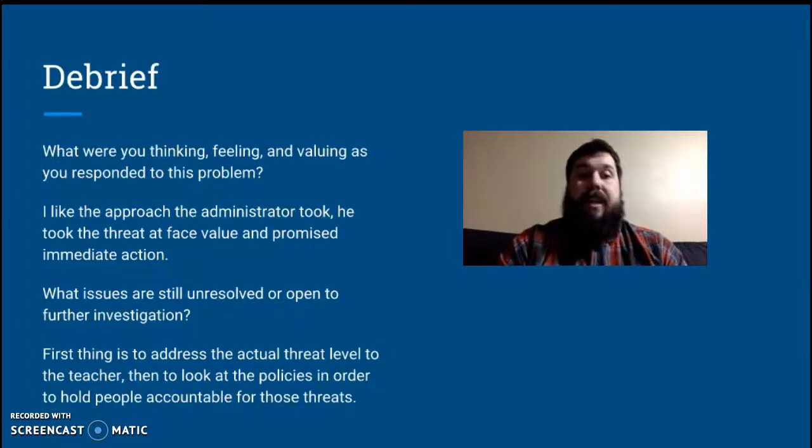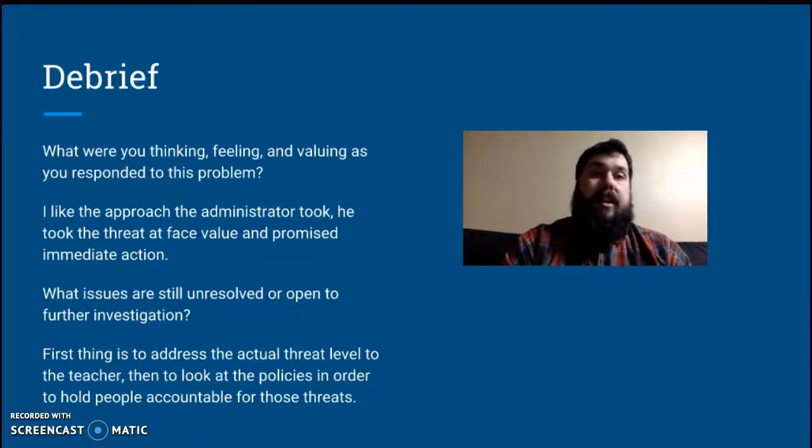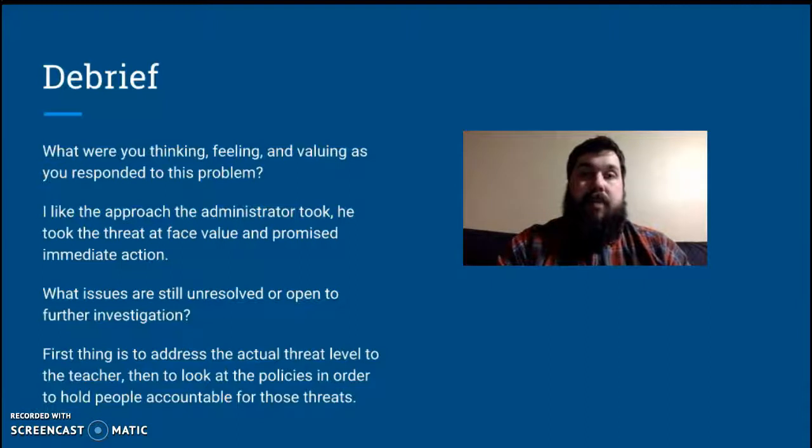So you got to look at that, and then if the threat is deemed just a misguided way of expressing yourself, then you have to look at policies in order to hold people accountable for those type of threats.